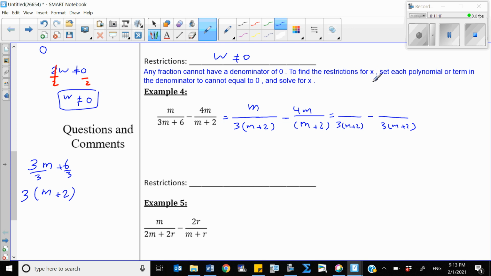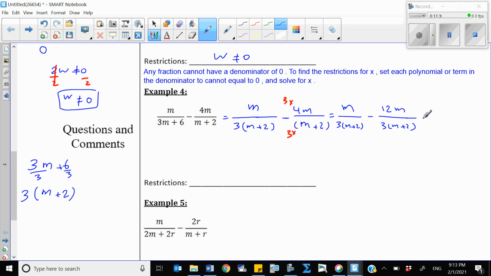Okay. So how do I change the numerator? The first one is not going to change because it already had the common denominator. So it's going to be just m. The second one, we multiplied the denominator by 3 to get this common denominator. So we're going to do the same thing to the top as well. So this will be 3 times 4m, 12m.